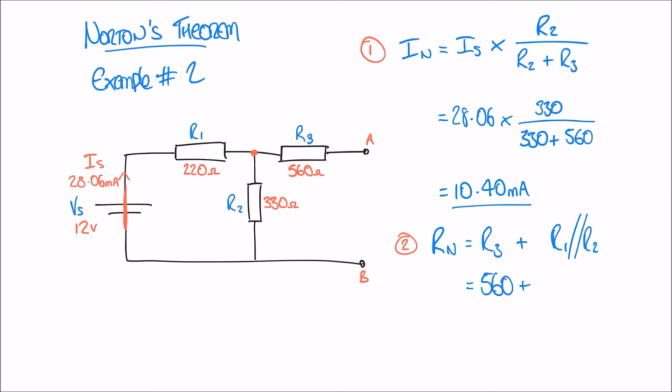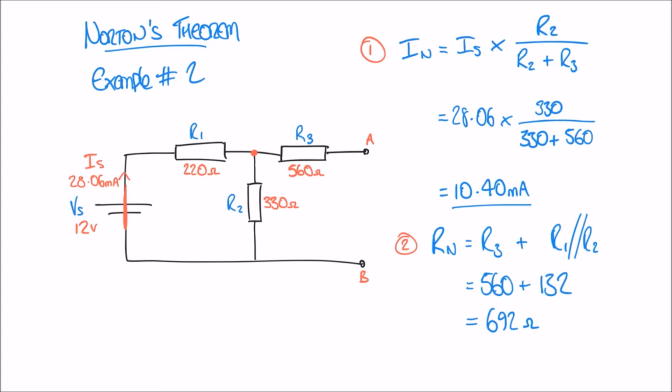Well, if I calculate R1 in parallel with R2, that's 220 in parallel with 330. I get an answer of 132 ohms. So that means that our total Norton resistance is going to be 560 plus 132, which is 692 ohms.